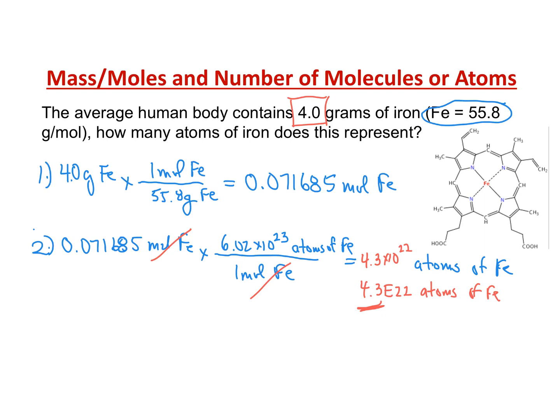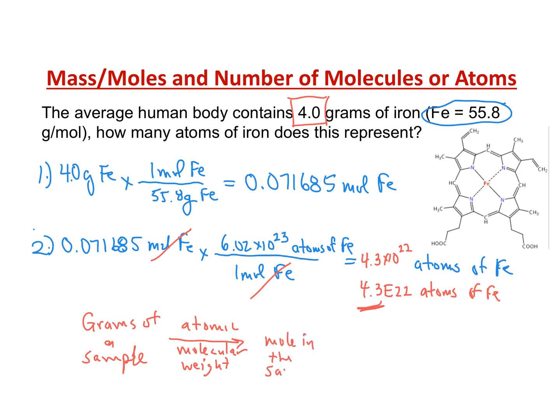So you should be very familiar with basically looking at this pathway, this process, and being able to start anywhere in this process. If you have grams of a sample, we can use the atomic or molecular weight, and that would give us moles in the sample. And then if I wanted to find out atoms or molecules, we need to use Avogadro's number. That would allow us to find atoms or molecules in the sample.